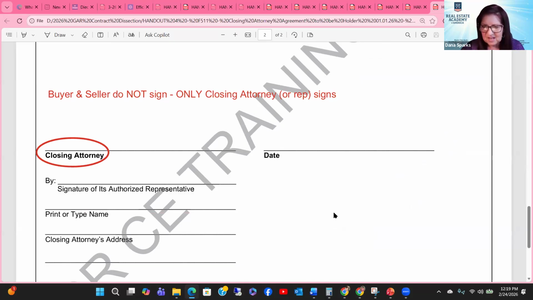What if it's seller financed using an attorney? Same thing, it doesn't matter who the lender is. The closing attorney only using an attorney for, yeah, if the buyer and the seller agree to that, then they agree to that. All right.